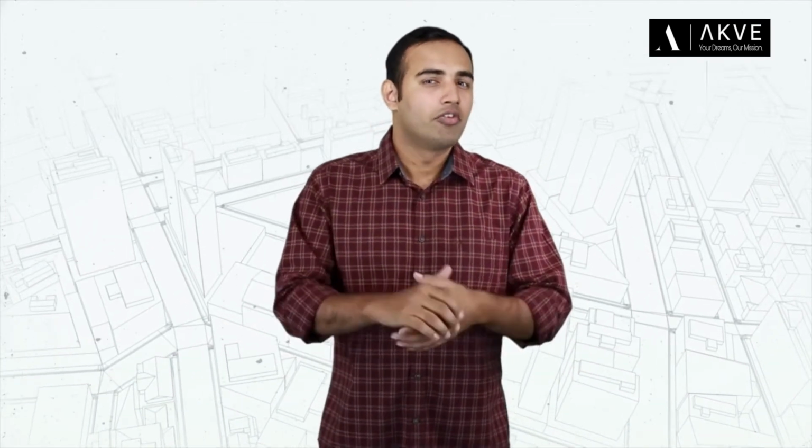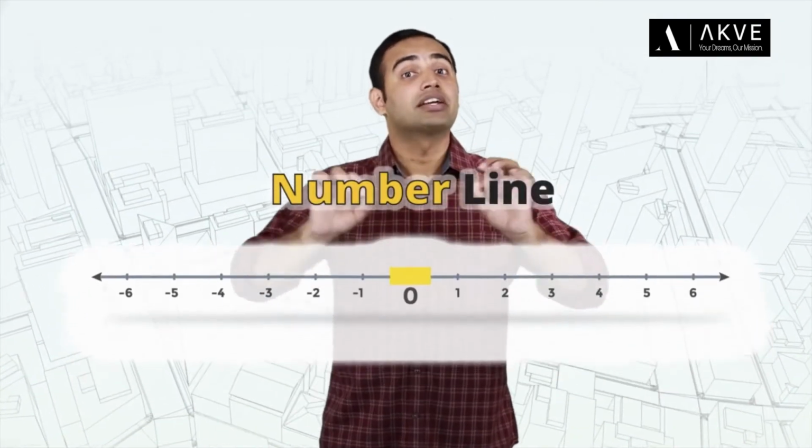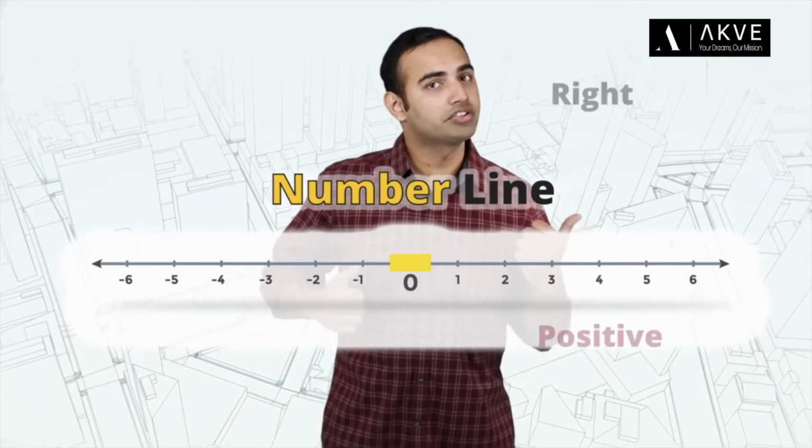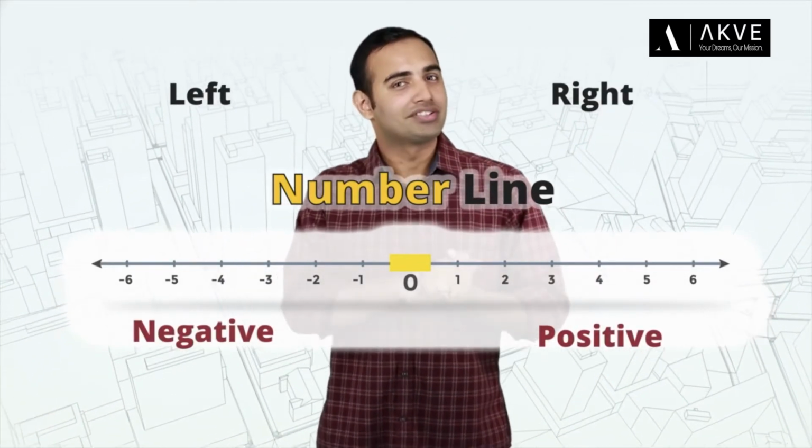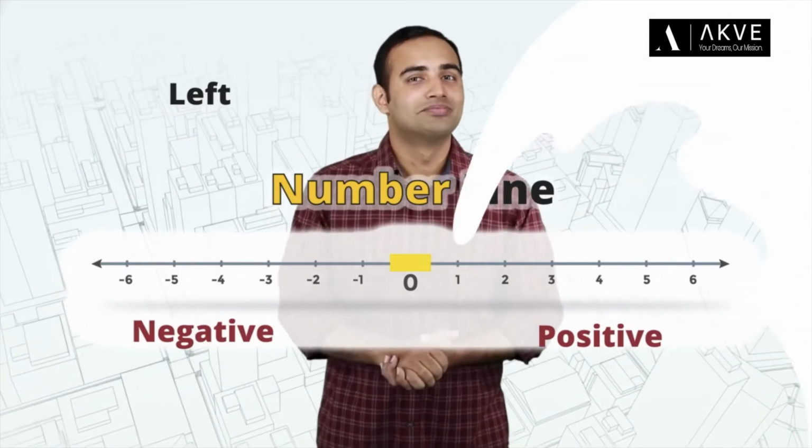If you ever get confused while assigning signs, you'll always fall back on the mathematical number line. It says right side positive and left side negative. If you stick to that, you will never make a mistake while solving a physics problem.